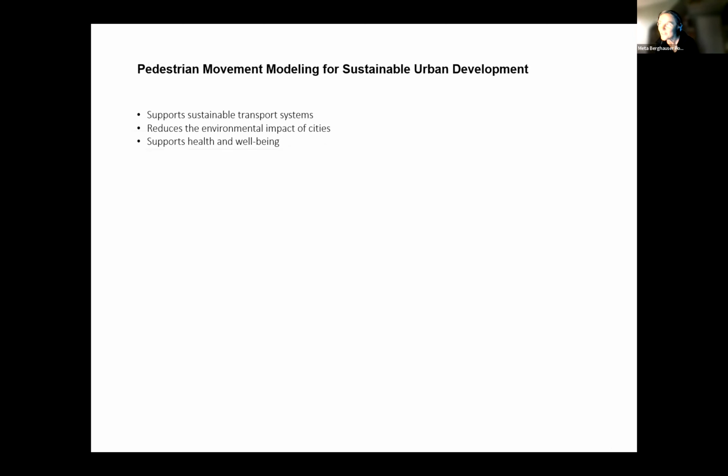This was actually kind of an introduction. So let's move to the main focus of what I would like to talk to you about, and that is modeling pedestrian movement. And why would you want to do that? One thing is it's a support for sustainable urban development through sustainable transport systems. It reduces environmental impact of cities, and it supports health and well-being. So that's the reason it's of great importance for urban designers to understand what is the logic of pedestrian movement.